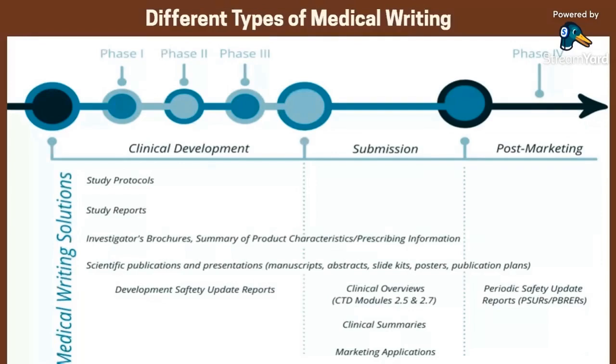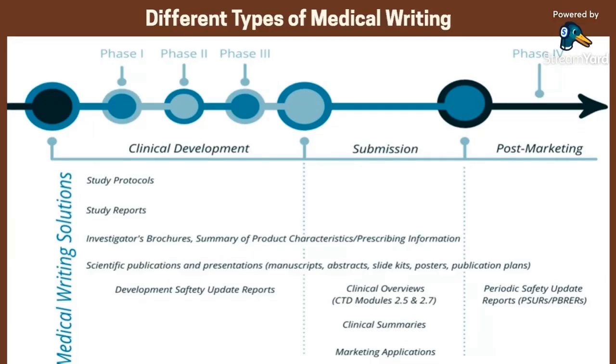You will be drafting the investigator's brochures. For the scientific writer or scientific publications, we will be writing the manuscript, abstract, and preparing various posters or publications. Apart from this, in the pre-marketing phase, we will be writing the developmental safety update report. Coming to post-marketing, you will be writing the periodic safety report.